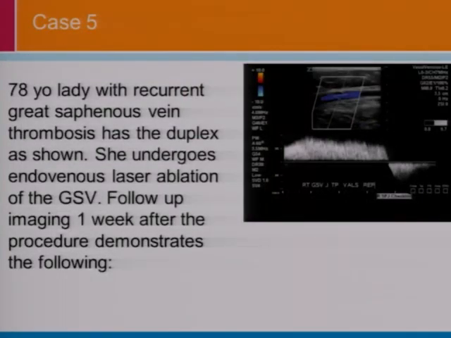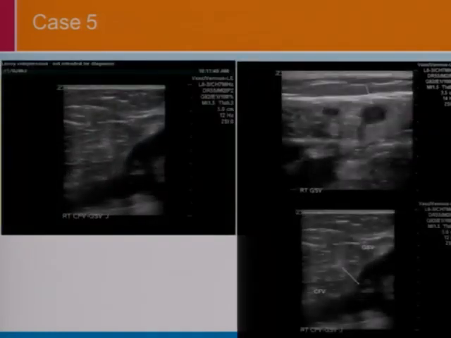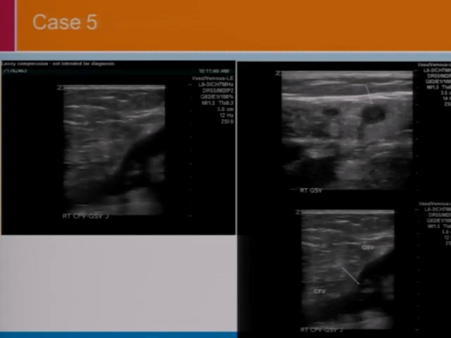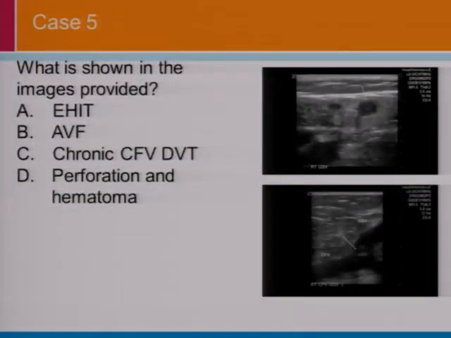All right. Next case, 78-year-old lady with recurrent great saphenous vein thrombosis. Her duplex is shown here. She underwent endovenous laser ablation. Follow-up imaging done as Dr. Joseph described demonstrates these findings. Okay. So the question is, what is shown in the images provided? Is this EHIT? Does this represent an arteriovenous fistula, chronic common femoral changes consistent with prior DVT, or perforation and hematoma?